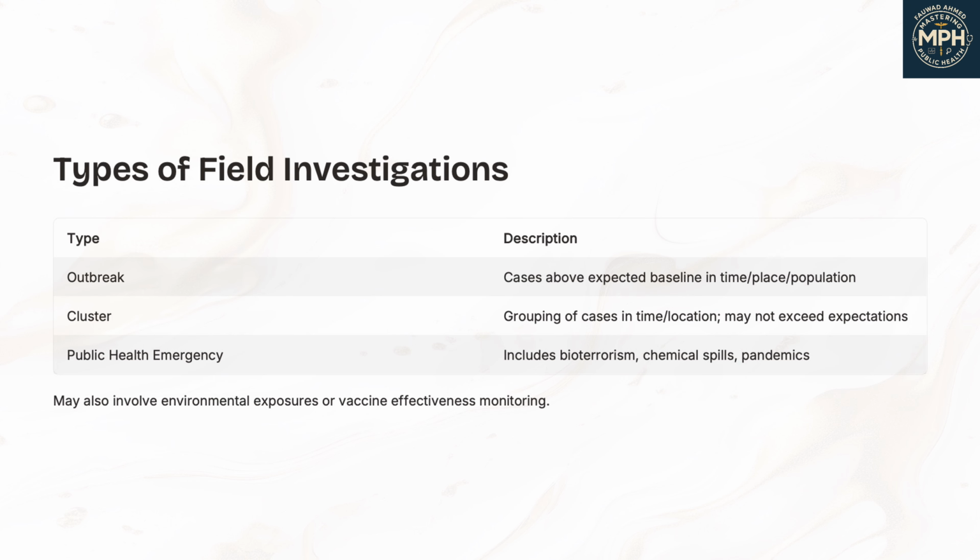Types of field investigations. There are several types of situations that call for field investigation. The first is an outbreak, which is the occurrence of disease above what is normally expected in a defined population and time. The second is a cluster, which is an aggregation of cases in a given area or period, even if not proven to exceed expected levels. The third is a public health emergency, which includes bioterrorism, chemical spills, or rapidly spreading infections. Field investigations may also address chronic disease surveillance, environmental exposures, and vaccine-preventable disease tracking.